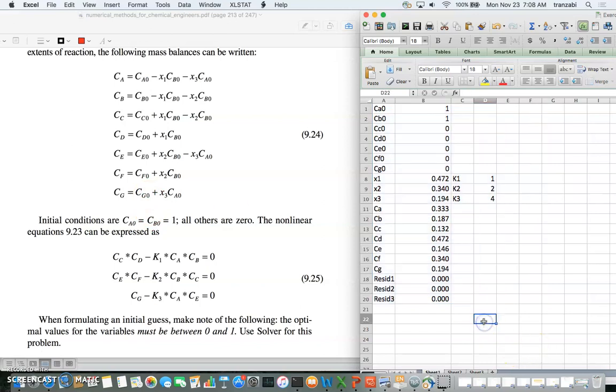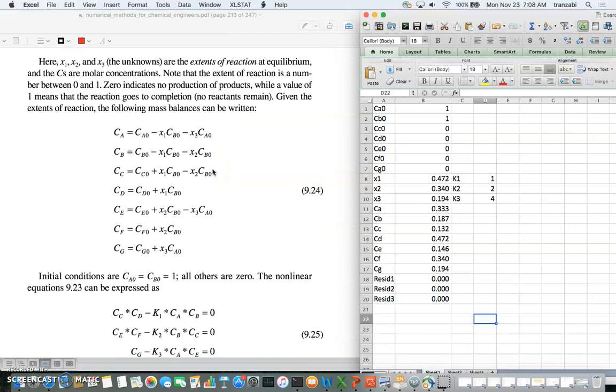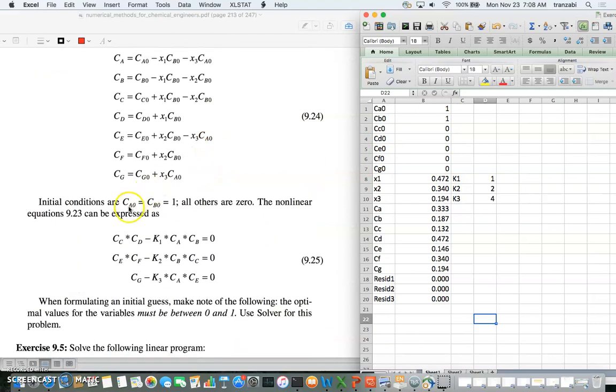So here's the setup. We have the initial concentration Ca naught to Cg naught. We can make a guess. I think the initial concentrations are given, so these are not guesses, right? So Ca naught, Cb naught are 1, all others 0. So we have 1, 1 here, 0 everywhere else.